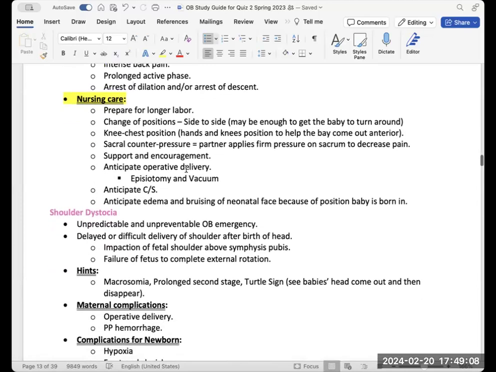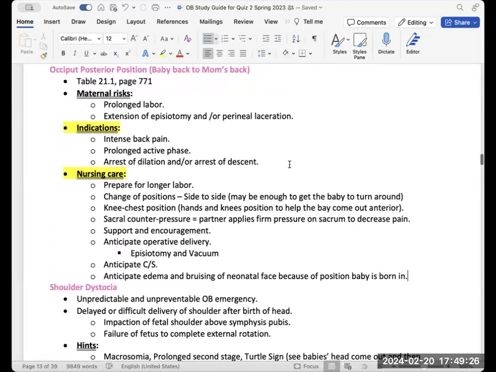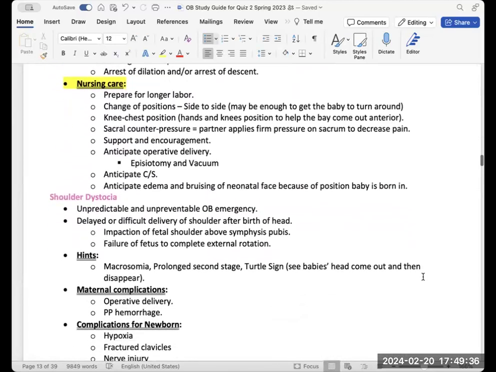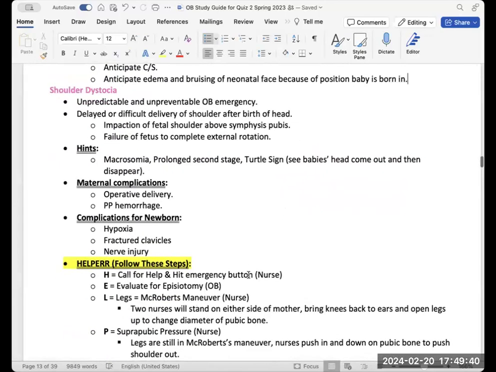Support and encouragement. Anticipate an operative delivery like an episiotomy and a vacuum. Okay. And remember, episiotomy means we're cutting into the perineum. Maybe even a C-section, depending on what's going on, okay? Because this is not the normal way for the baby to come out. We want them to come out in the occiput anterior position. That's how we want them to come out. So if they're in this position, we're trying to do everything we can to get the baby to turn around before we go into these deeper options, okay?